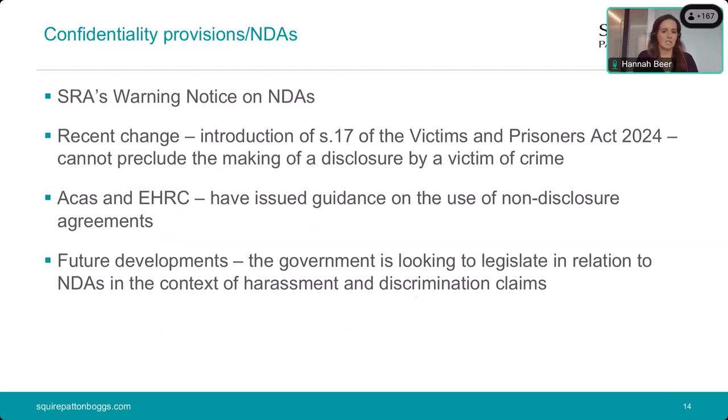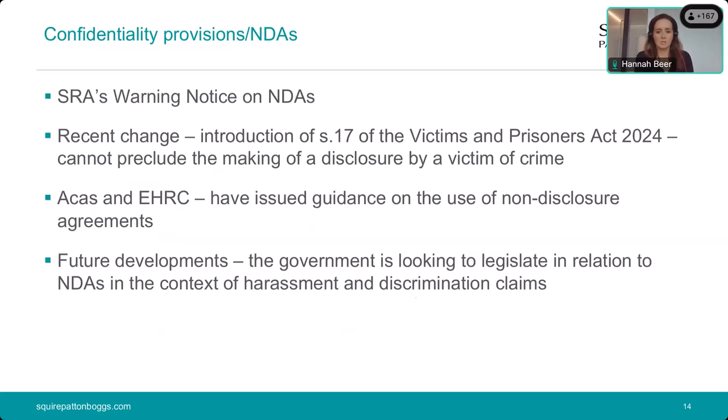In response to this level of scrutiny, the SRA, the Solicitors Regulation Authority, issued a warning notice to the legal profession on NDAs in 2018, and this was then updated in 2024. The notice doesn't prohibit the use of NDAs, and it does cover any form of agreement or contract or a clause within a wider agreement or contract. So it will cover clauses in settlement agreements.